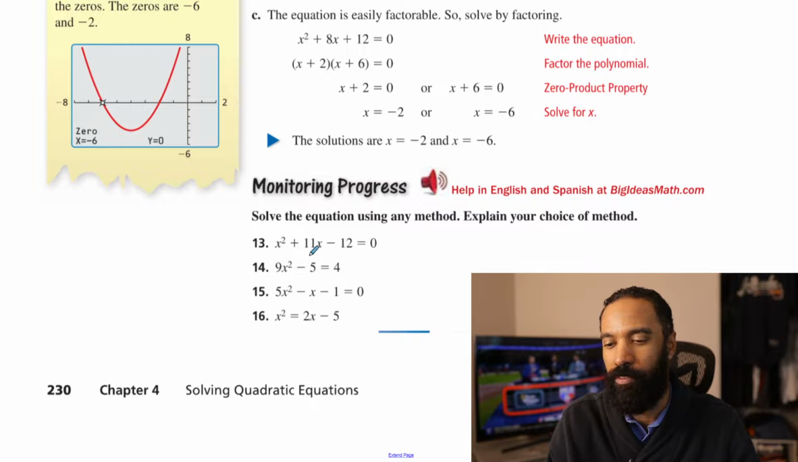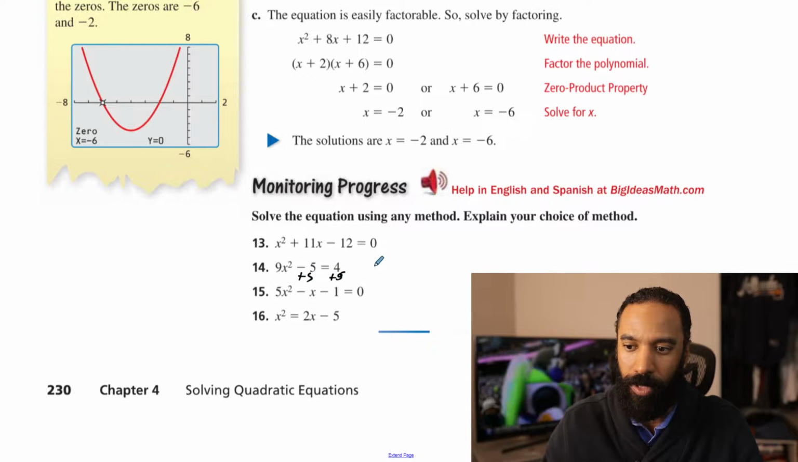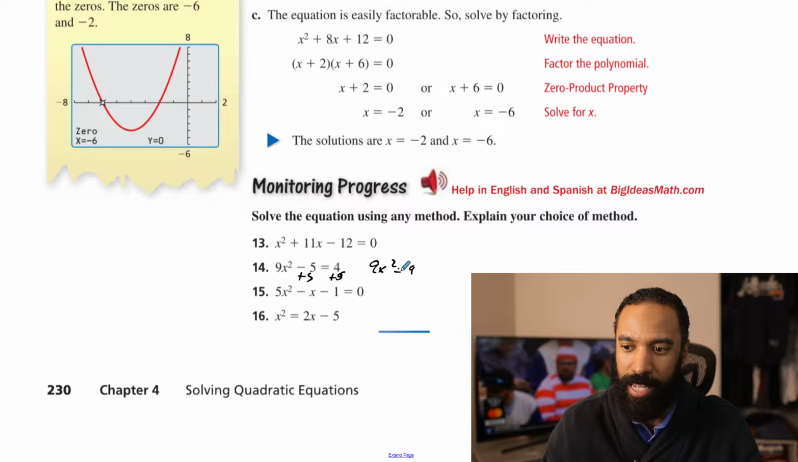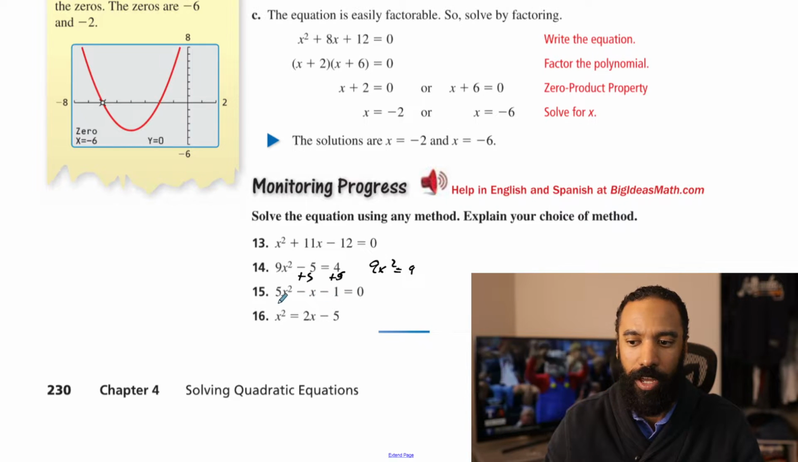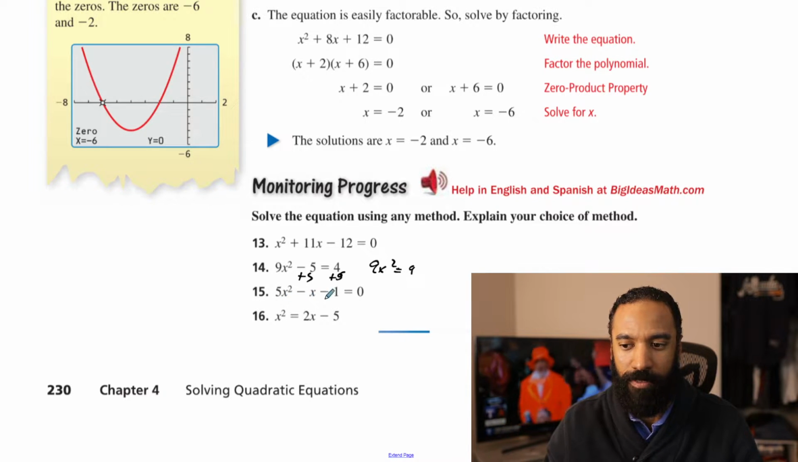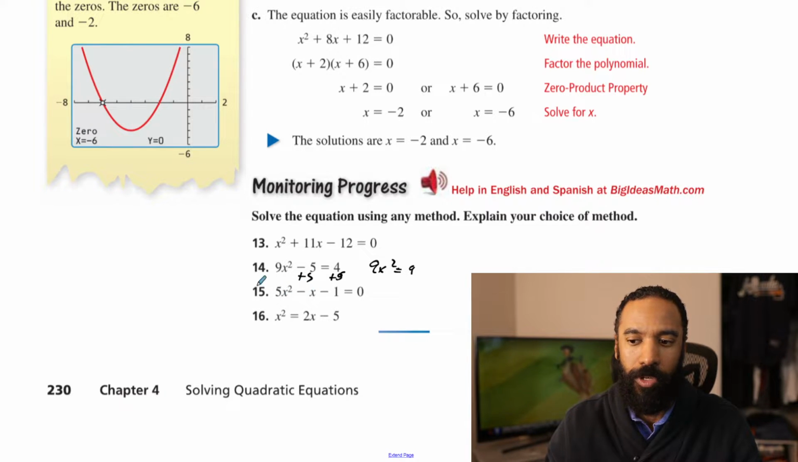This one looks like solving using square roots. I can add 5 to both sides, and I have 9x squared equals 9, etc. I can get the x squared by itself, so that's a square root method. This looks very quadratic formula-esque. I don't believe that's factorable. And this is a is not 1, etc. So I would use the quadratic formula.